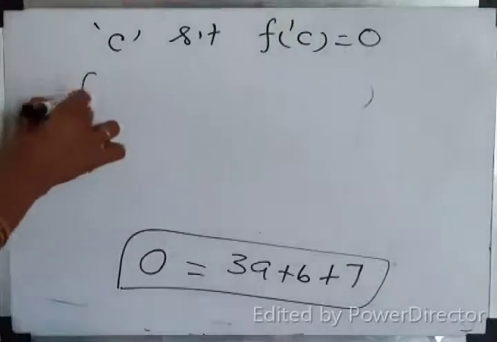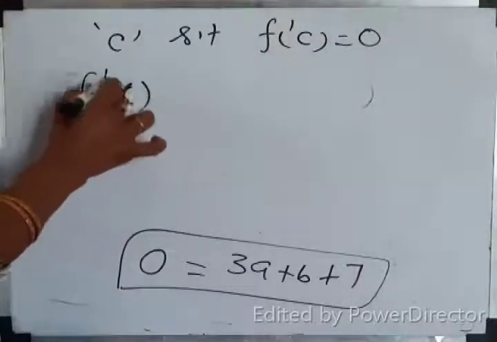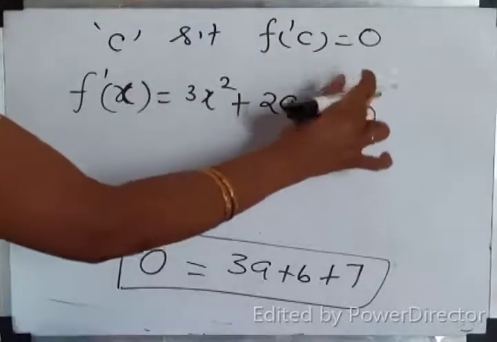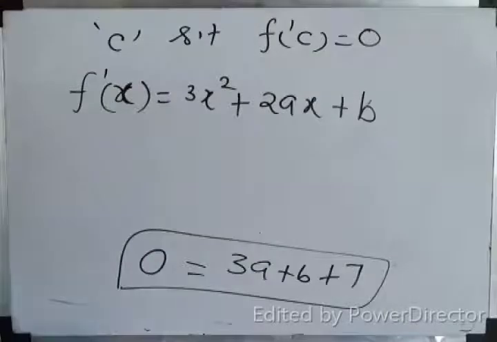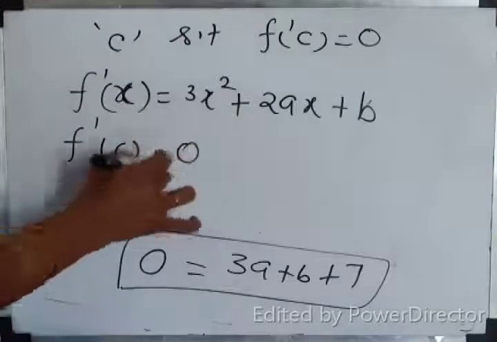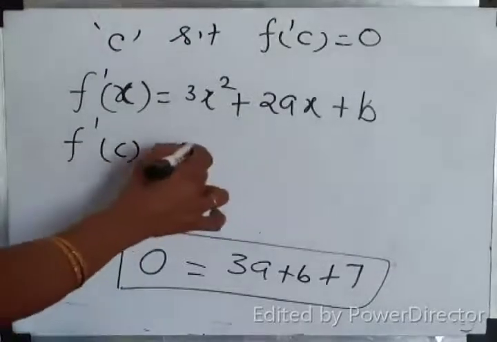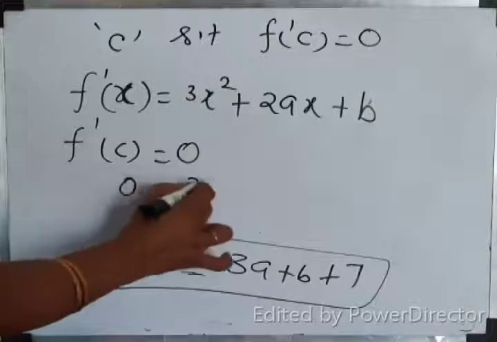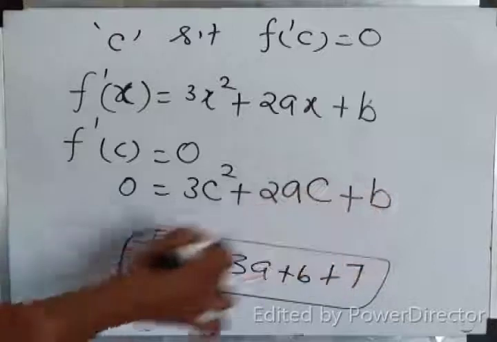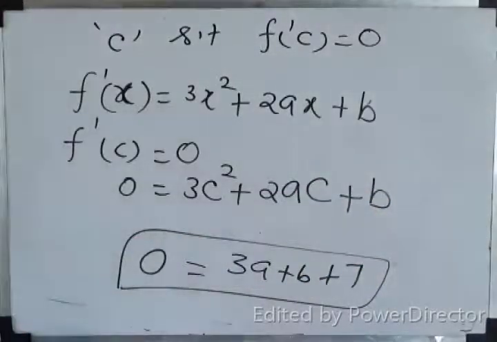One more time. What is f dash of x? You write first f dash of x. 3x square plus 2ax plus b. Am I right? x cube gives 3x square, ax square gives 2ax, plus b. Therefore, f dash of c equal to 0. That is 0 equal to 3c square plus 2ac plus b.